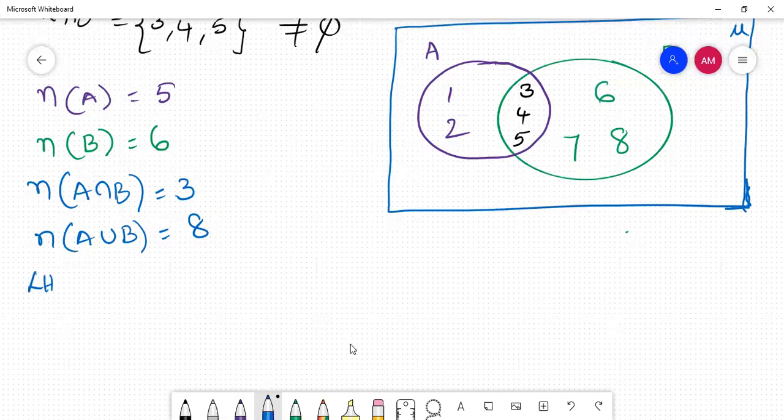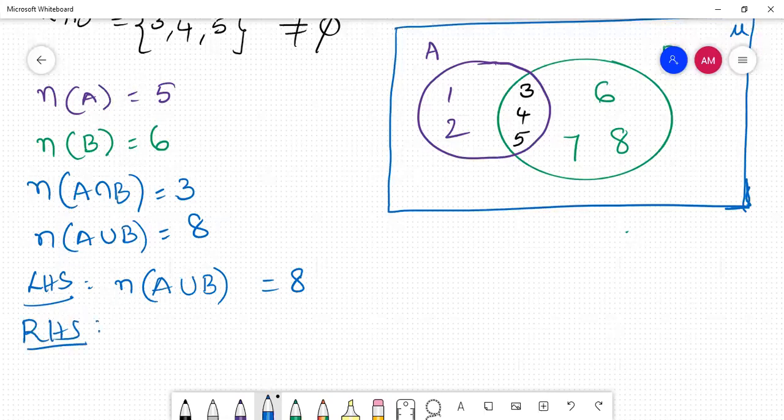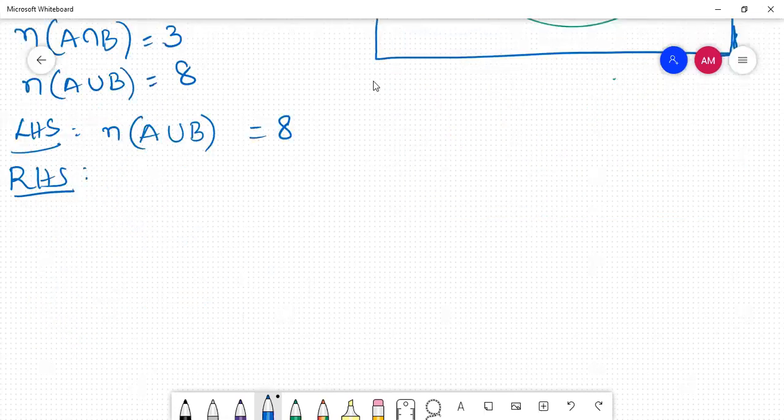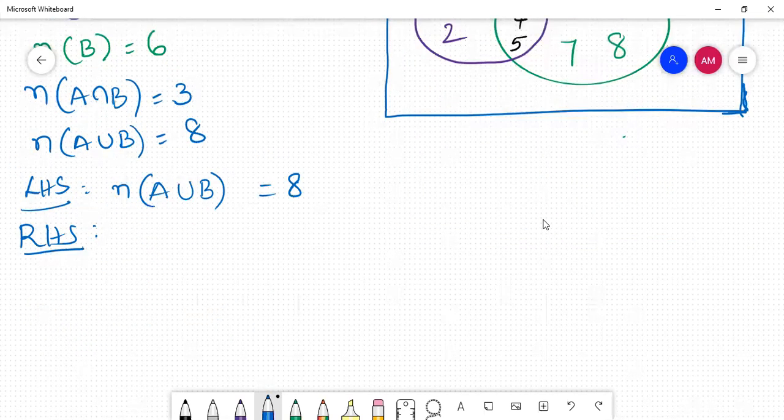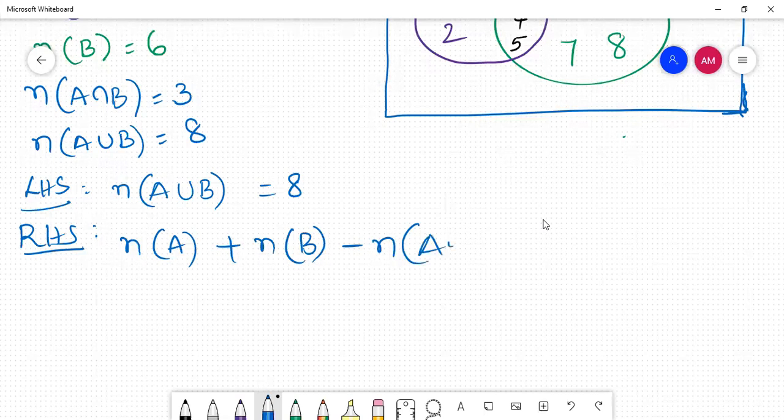What is the term in left hand side, N of A union B? So N of A union B is equal to how much? 8. In right hand side, what we have? In right hand side, we have N of A plus N of B minus N of A intersection B.